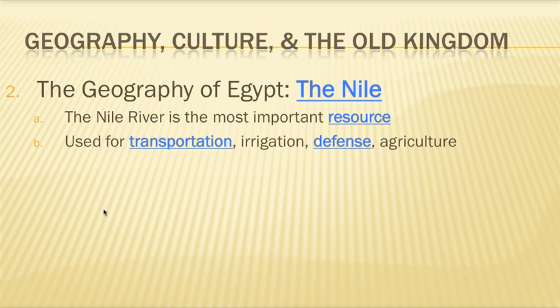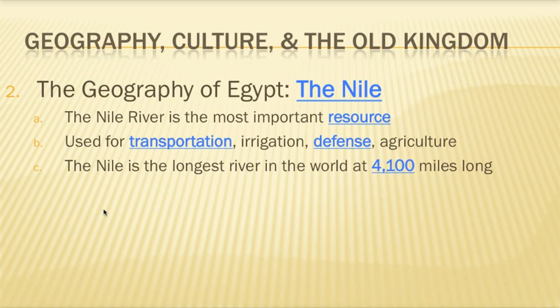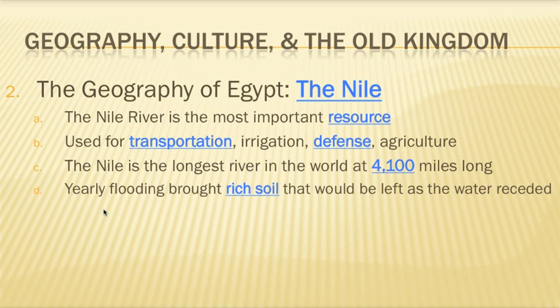So used for transportation, irrigation, a little bit even for defense when you think about it. Sometimes rivers can be difficult to cross for large armies, so that can certainly work in your advantage. And of course, agriculture is one of the biggest ones here. The Nile is the longest river in the world at 4,100 miles long. We've got a lot of other rivers. We've got the Amazon, we've got the Mississippi, and here even running through Minnesota and Elk River, but the Nile is much longer at 4,100 miles long.